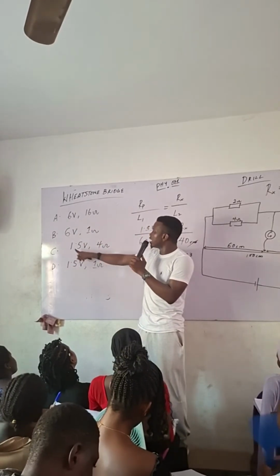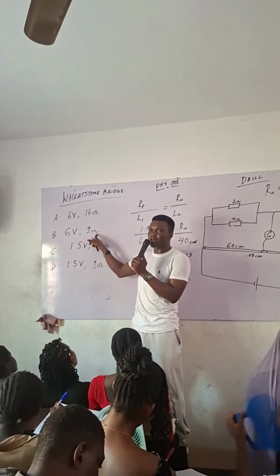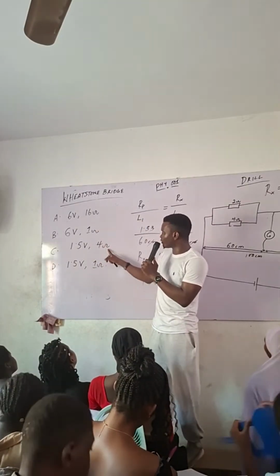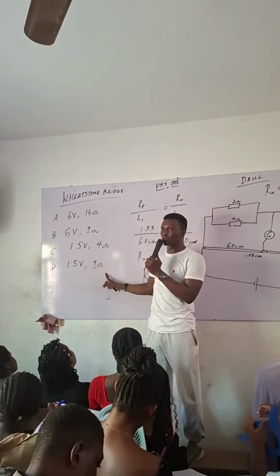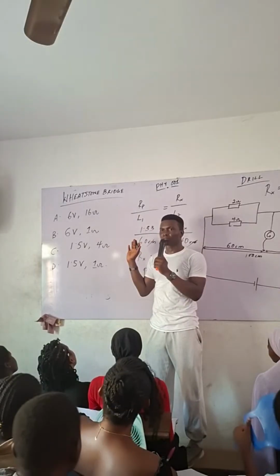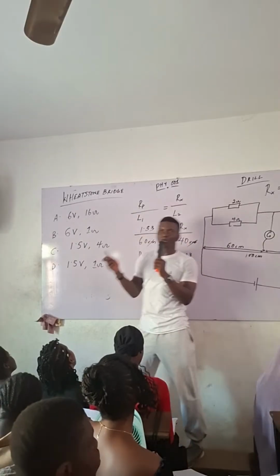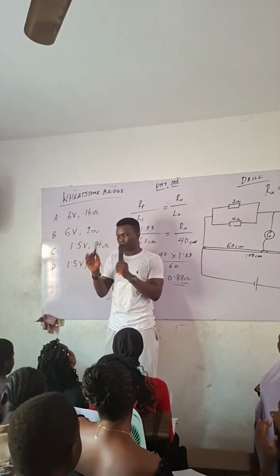We already know the answer should be 1.5 volts, meaning that we have eliminated this. Then you go to the options, 4 ohms and 1 ohm. You already know that if I calculate this, my answer should be lesser than 4. So my answer is this, and I'm not solving anything. Do you get it? Then, the second thing I used to do in the exam is this.